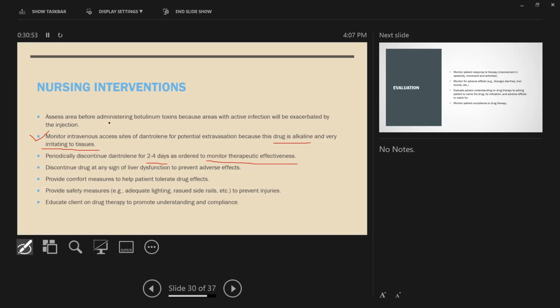Assess areas that are going to undergo Botox injections, because any area with an active infection will be exacerbated by the injection. Discontinue these drugs at any sign of liver dysfunction. Help the patient deal with side effects. Provide safety measures to prevent injuries, falling risks, and so on, and educate them as to compliance on the drug and not overdoing the drug as well. Albeit that's less of an issue with these drugs.